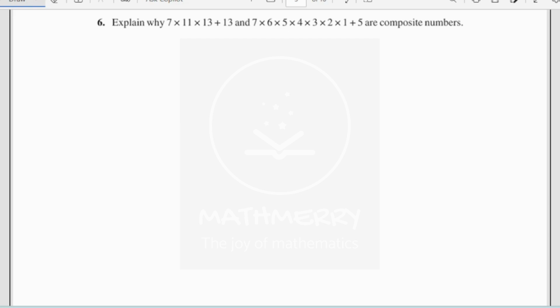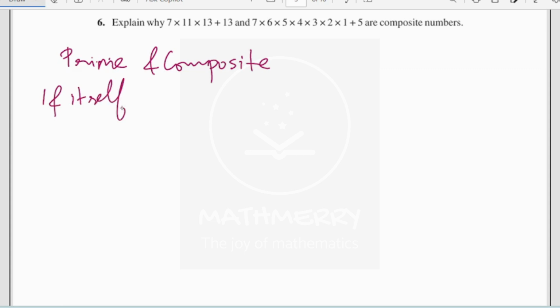Here, what you should know is there are two types of numbers. One is prime and the other is composite numbers. Prime numbers are the numbers that can be divided by 1 and only itself. But composite numbers can be divided by more than 1 and itself, or we can say they have factors other than 1 and itself.